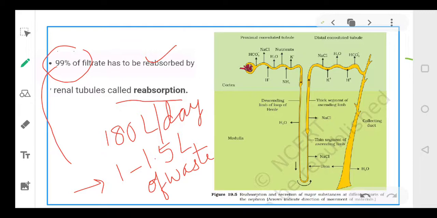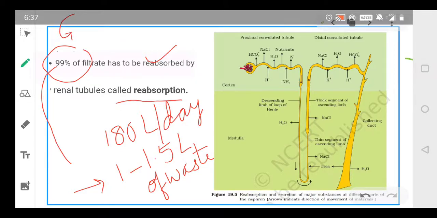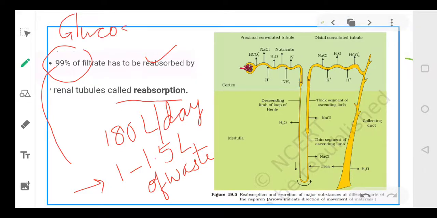They either actively or passively absorb substances like glucose, amino acids, and sodium ions. Such materials are reabsorbed actively, whereas the nitrogenous wastes are absorbed by passive transport. Most of the water is also reabsorbed, right? Is it clear? And during urine formation, the tubular cells also secrete substances like H plus ions, as I told you in the very beginning.